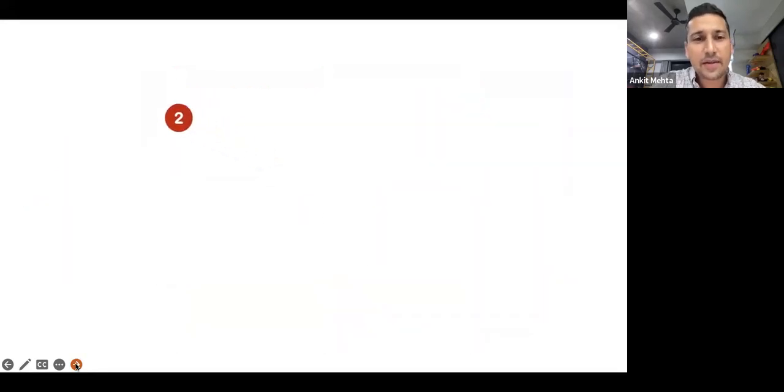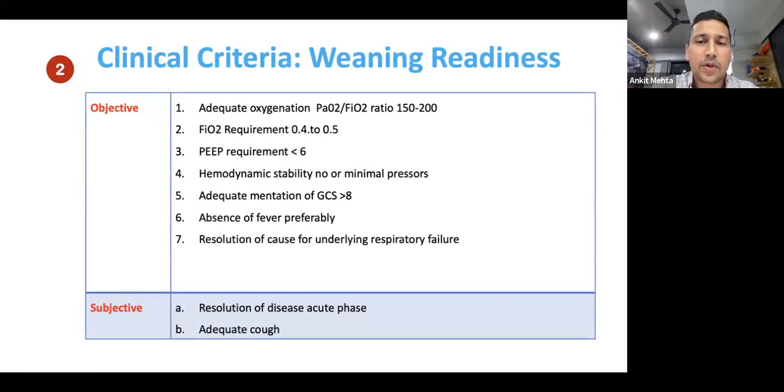Now the second point, which is very important, is whether there is a method by which we can wean this child, or whether he is ready for weaning. So the first thing which is very important is that I want to know whether my objective criteria are met; there will be some criteria which you should be fitting. So the most important criterion is whether the patient has a PF ratio of around 150 to 200. It should be better. You don't want less than 150. That is the most important thing.